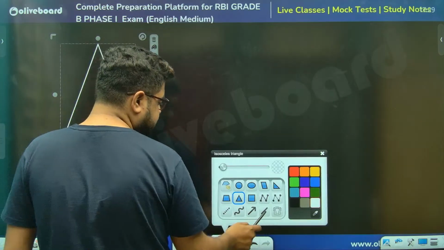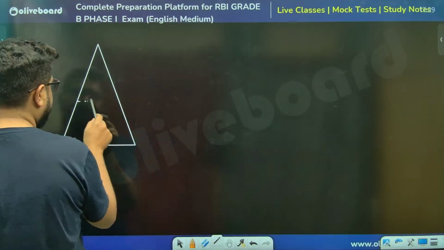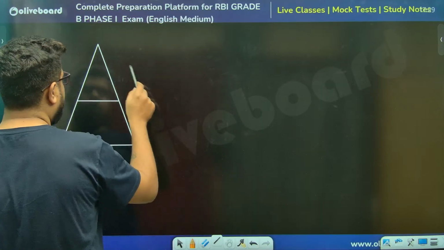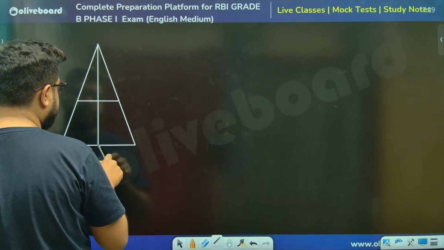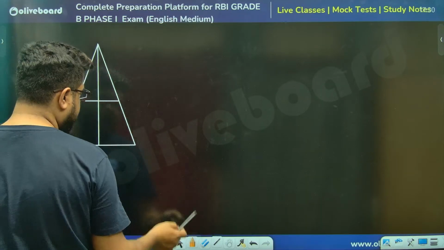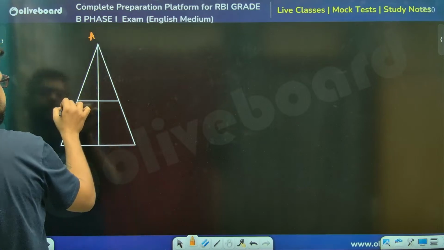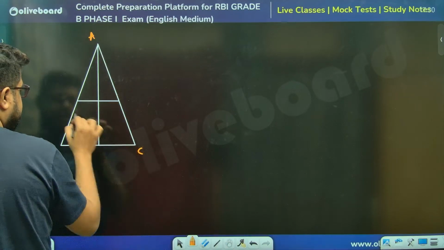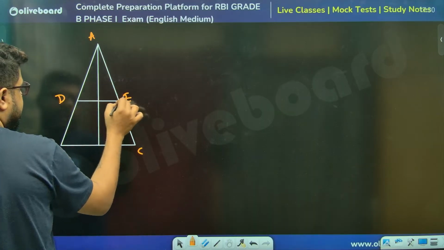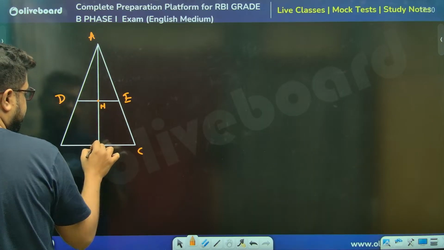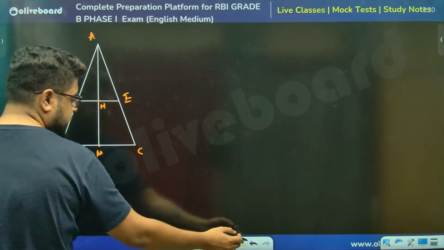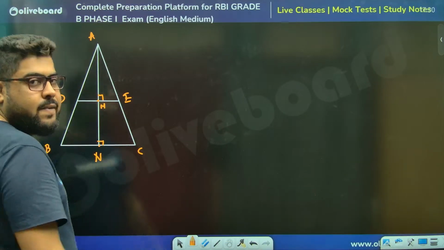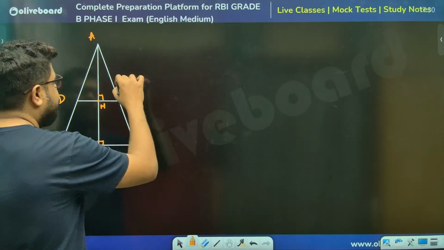Now, you might have this question. If I draw a triangle like this, and I'm also taking something like this. Why? You will get to see. B, C, D, E, and I'm naming these M and N. So what are these? These are perpendiculars.